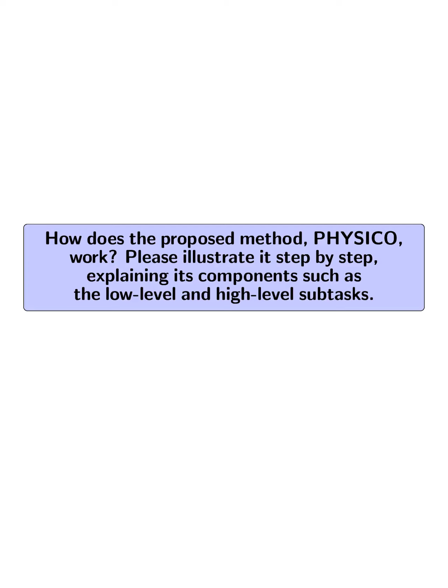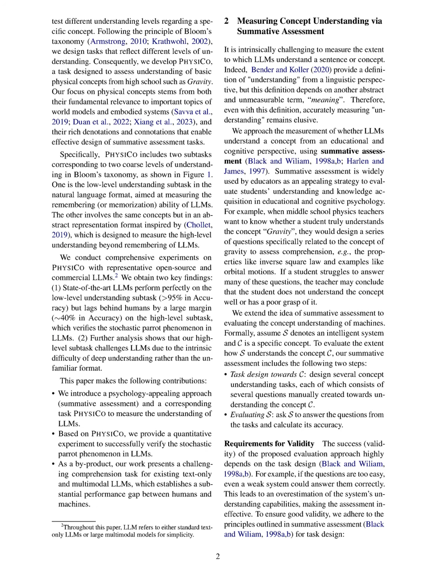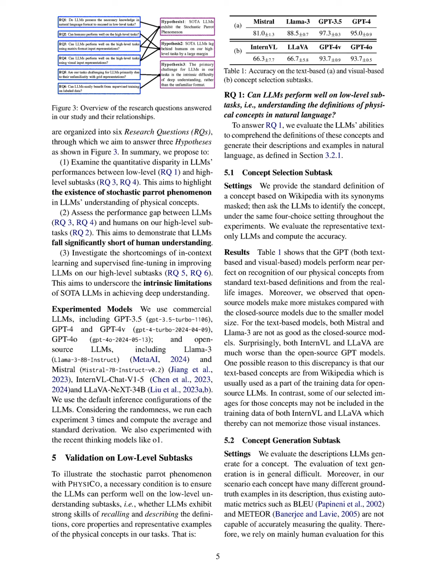Please illustrate it step by step, explaining its components such as the low-level and high-level subtasks. The proposed method, Physico, is designed to assess the understanding of physical concepts in large language models, LLMs, through a structured approach based on summative assessment principles. First, Physico includes two types of subtasks, low-level and high-level understanding tasks. The low-level subtasks are presented in natural language and focus on measuring the LLM's memorization abilities, where models are evaluated on their accuracy in recalling definitions and core properties of physical concepts, achieving over 95% accuracy.